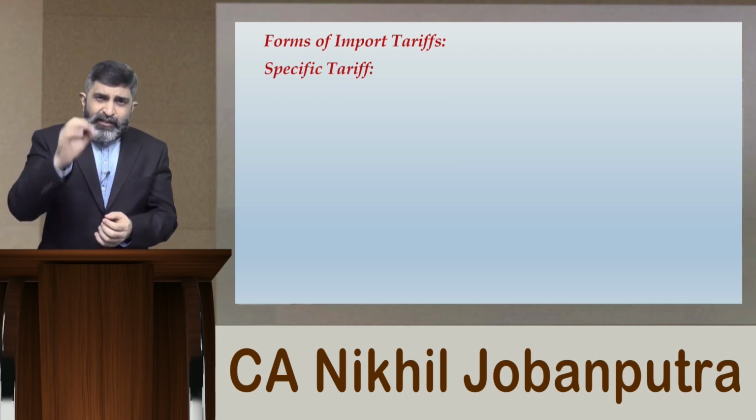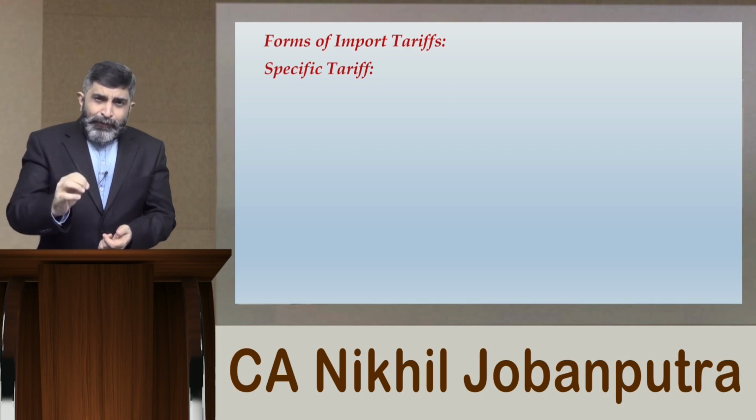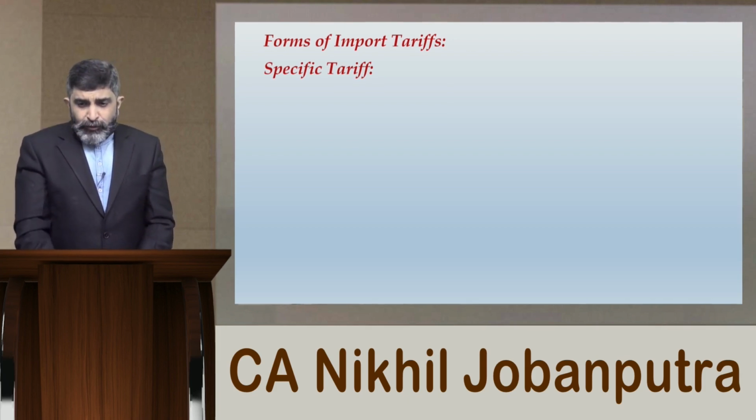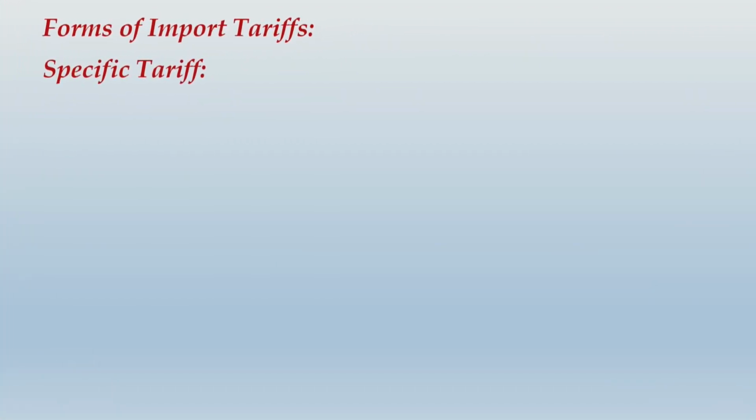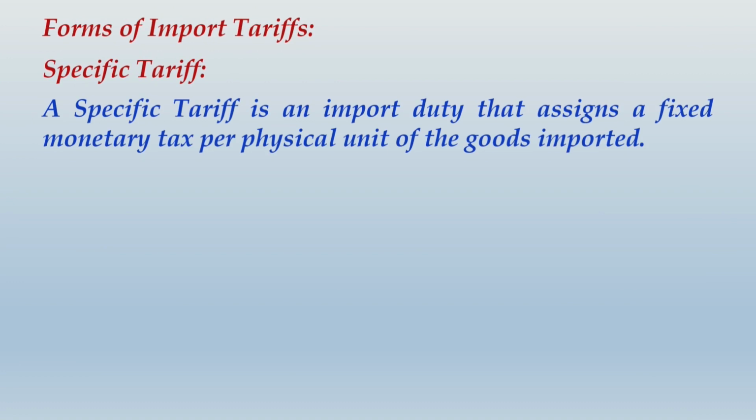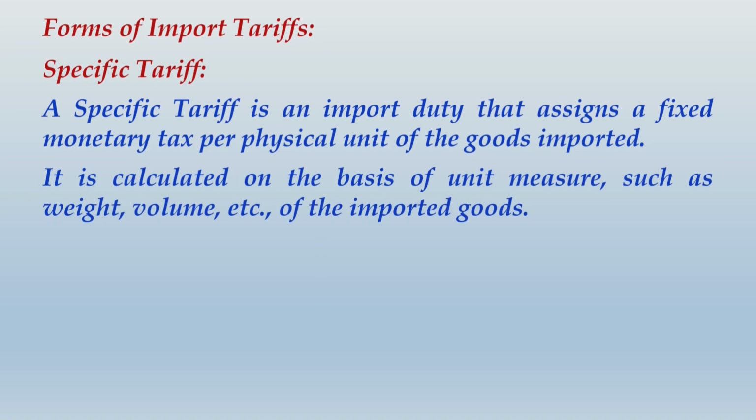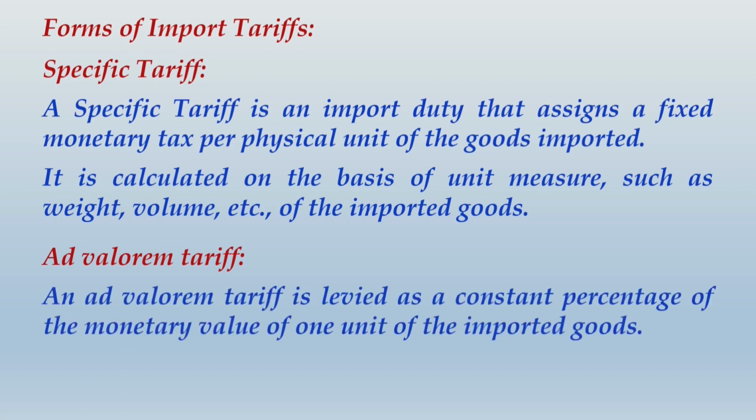So let us first write some short notes about specific tariff and ad valorem duty. So keep your focus on the screen while I provide you these notes. A specific tariff is an import duty that assigns a fixed monetary tax per physical units of the goods imported. It is calculated on the basis of unit measure such as weight, volume, etc. of the imported goods. On the other side, the other type of tariff, that is ad valorem tariff, it is levied as a constant percentage of the monetary value of 1 unit of the imported goods.